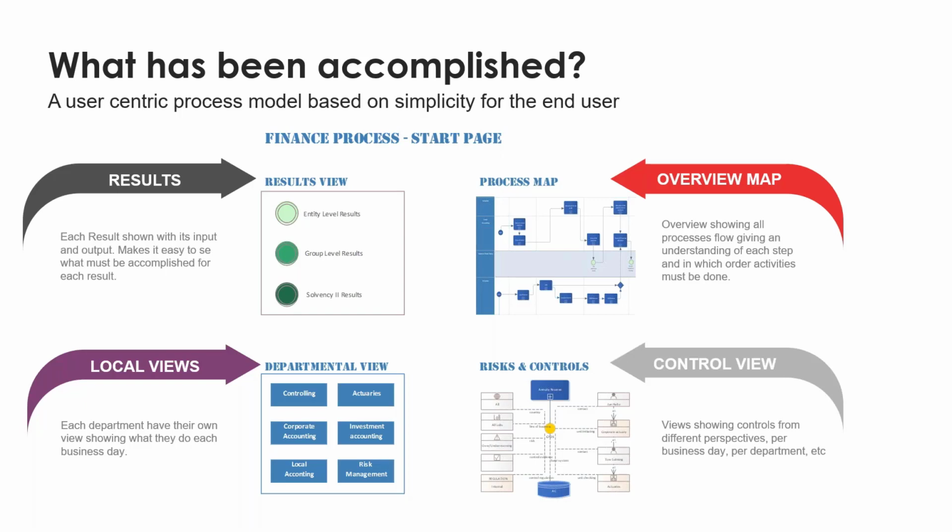The things in the middle, the green ones, are the results, and the results have their own view. So you can click on any of these results, and then you can see what is done before and what's using the result. That will be the process activities before and after. And then you have another filter here, the departmental view. So if you're working at controlling, you can click there, and you will only see the processes in your swim lane. That's the only thing you will see. So you can see exactly what you're doing. And then you have the risk and control view, where you can look into the controls, which controls are done which day, and things like that.